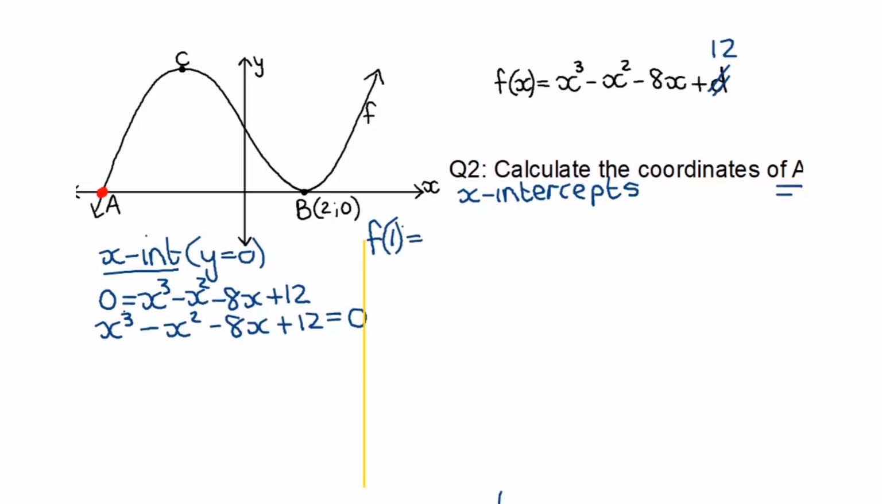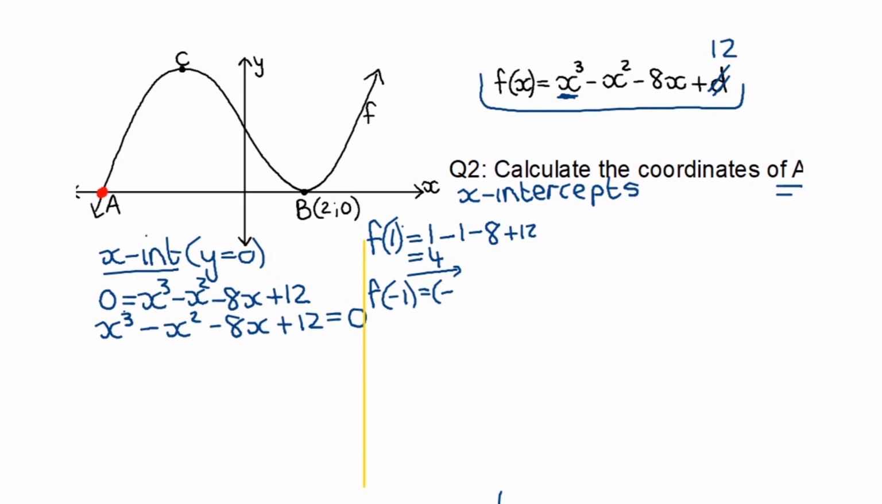Now let's try f of 1. If I replace every x here with a 1, I'm going to get 1 minus 1 minus 8 plus 12, and that is going to give me 4. It's not 0. Let's try something else. If I try negative 1, and I replace it in there, it's going to give me negative 1 cubed minus negative 1 squared minus 8 times negative 1 plus 12, which is negative 1 minus 1 plus 8 plus 12. This gives me 18. Still, I haven't found something giving me 0.